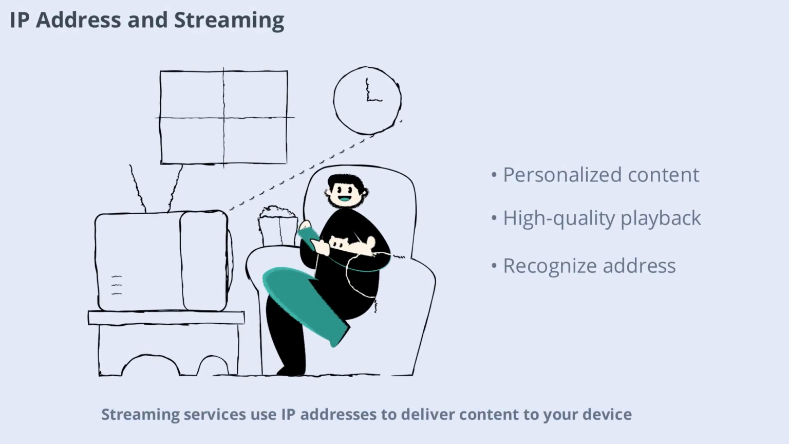Streaming services use IP addresses to deliver content to your device. By recognizing your address, they can provide personalized recommendations and ensure high-quality playback.